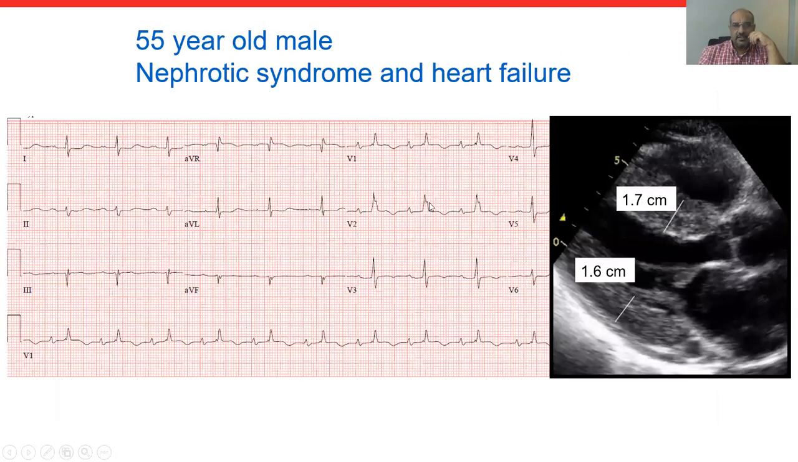Conduction abnormalities are common in these patients. As you can see, there is first degree AV block, and there is also right bundle branch block, and there is low voltage as well in this ECG, despite the LVH that's clear in the echo, with the septum around 1.7 centimeters and the posterior wall 1.6 centimeters. So it's concentric LVH, small cavity, left atrial enlargement, plus low voltage, first degree AV block and right bundle branch block in this 50-year-old male with nephrotic syndrome and heart failure proven to be AL amyloid.